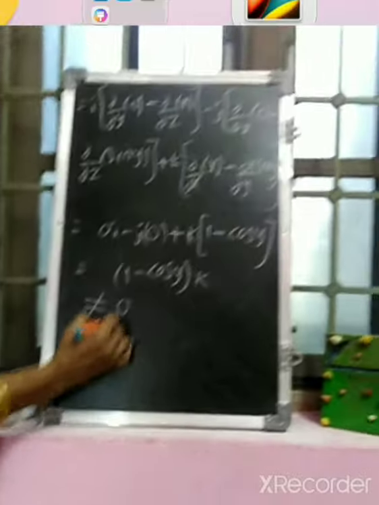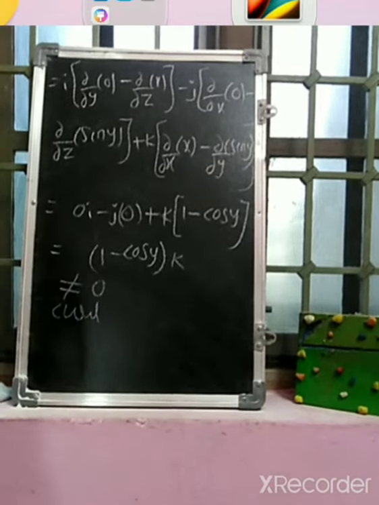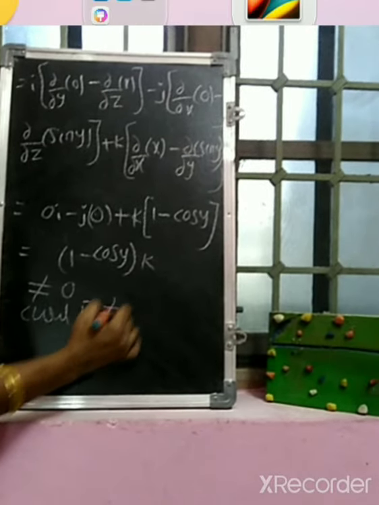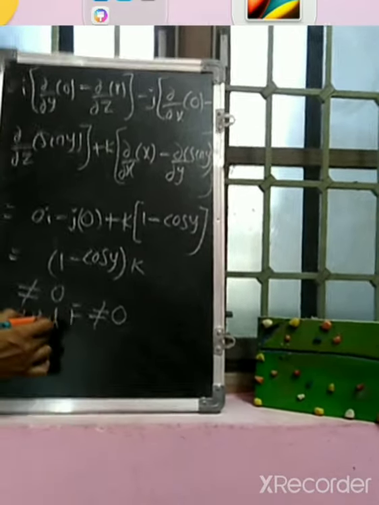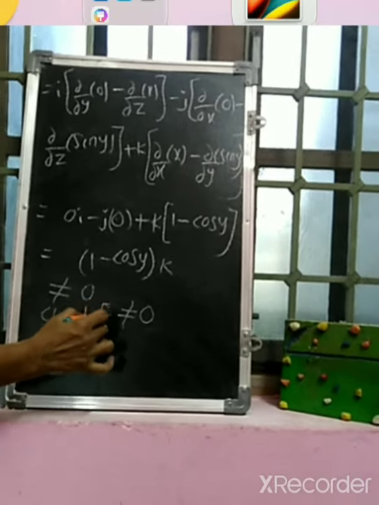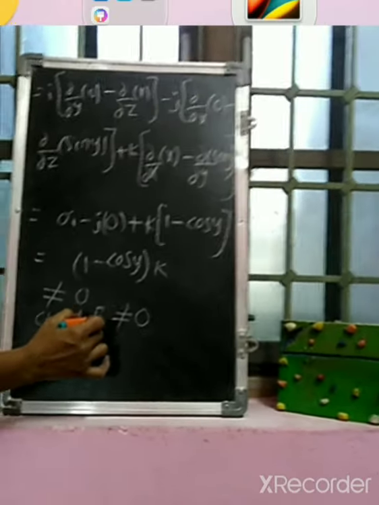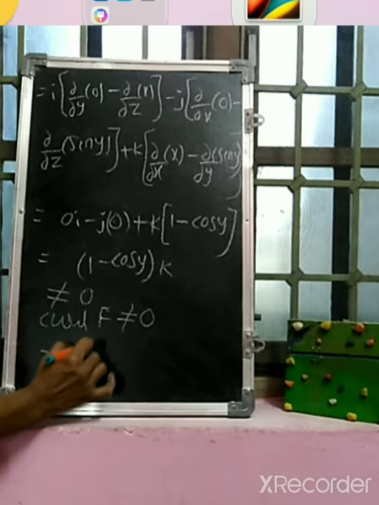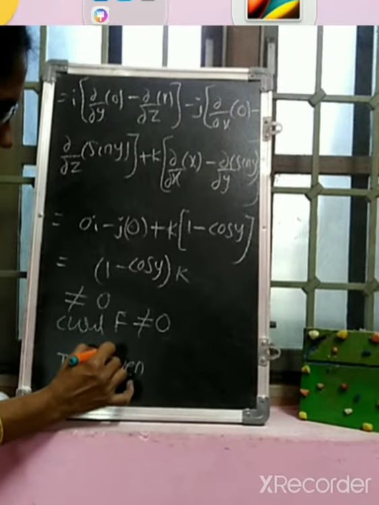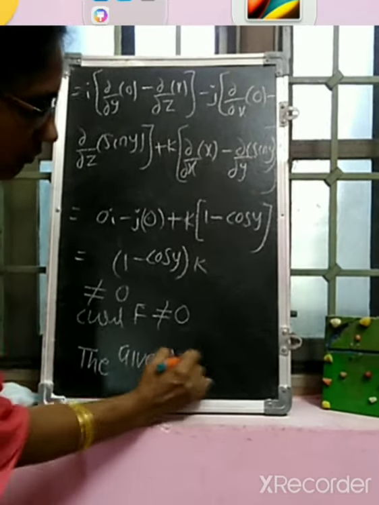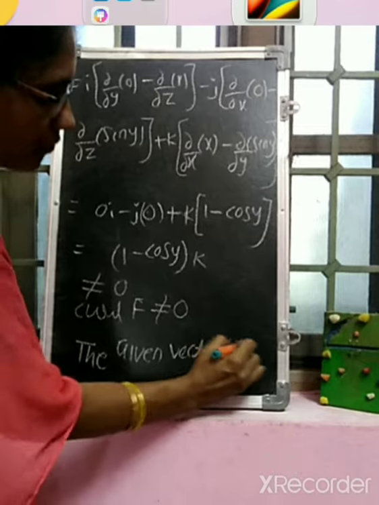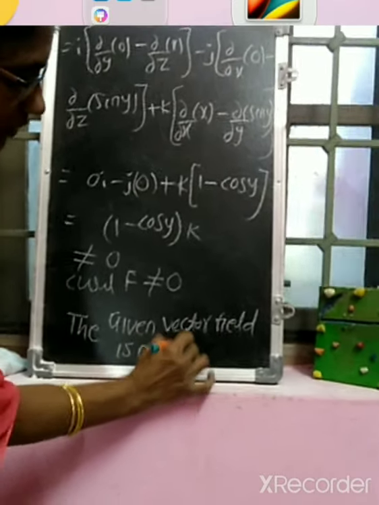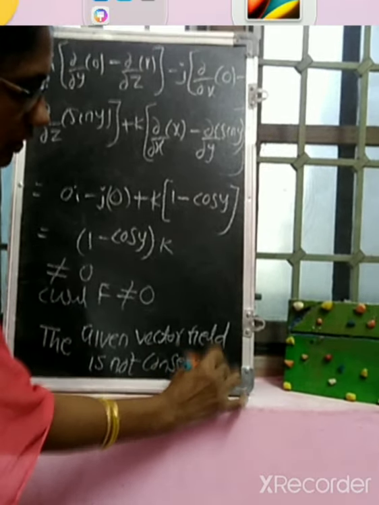So curl f is not equal to 0. If curl f were equal to 0, then f would be called conservative. But here curl f is not equal to 0. Therefore, the given vector field is not conservative.